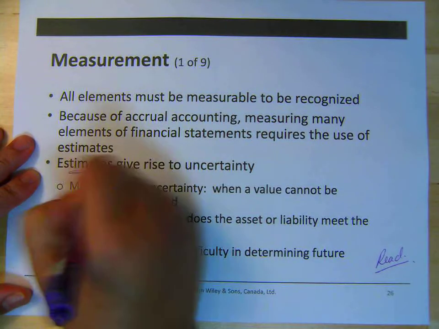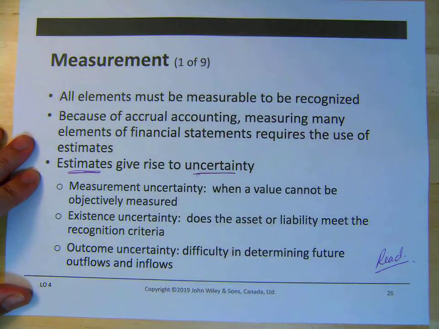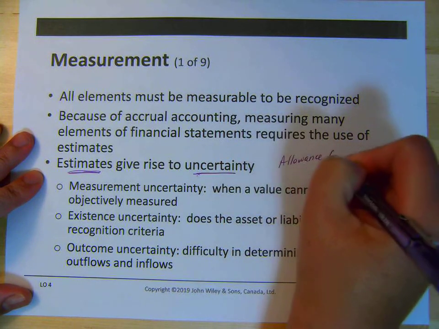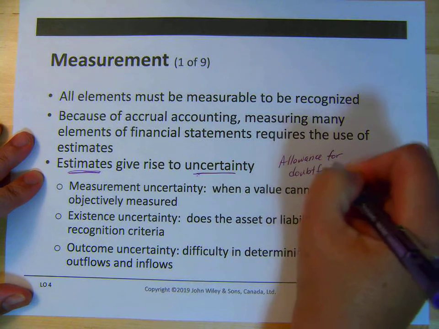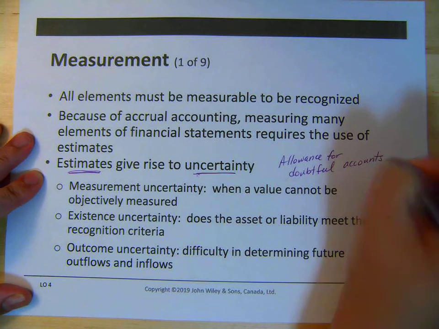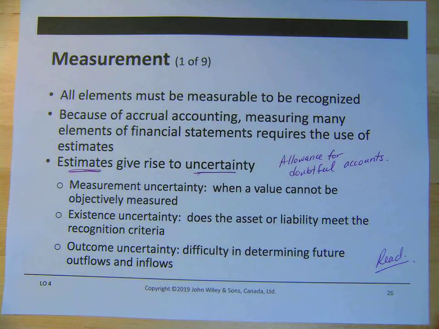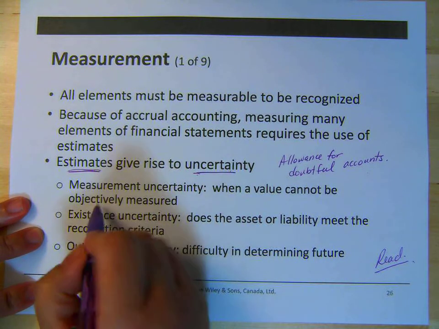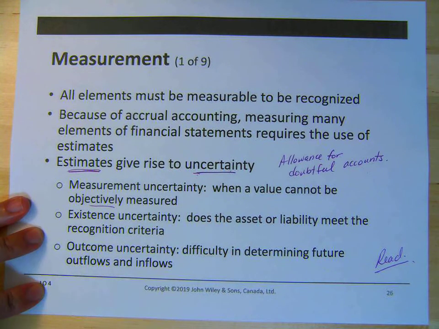Don't forget, estimates are the things that give rise to uncertainty. So, for example, allowance for doubtful accounts. Unless we're dealing 100% in cash, some of our accounts may not be collected, so we estimate them. So, example where there's uncertainty, you can't objectively measure it. You can use last year's estimates, but compare last year to this year after COVID hit. There will be high rates of doubtful accounts, most likely.